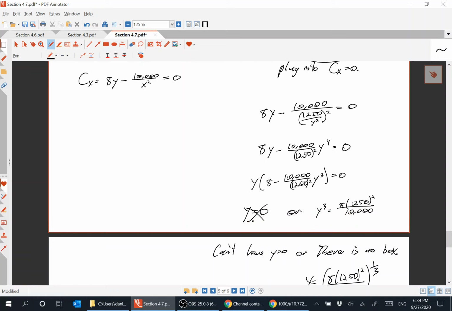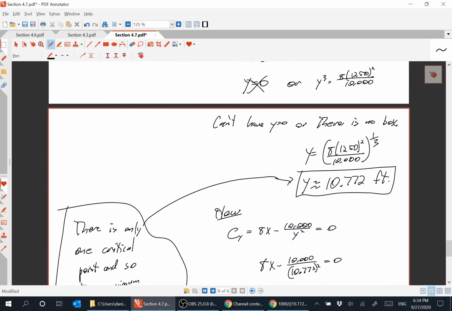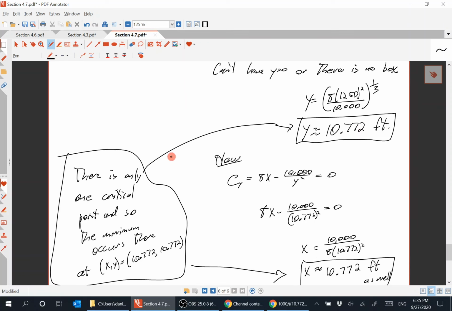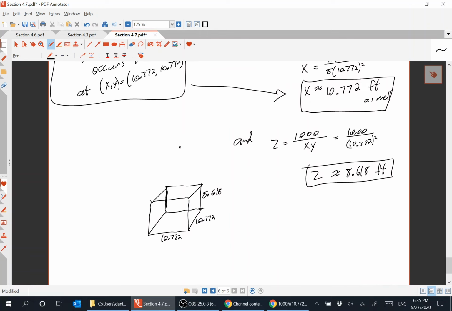Whatever you pick for your solution needs to make sense for your critical point. You can't have y equal to 0, otherwise there's no box. The length, width, and the height all have to be positive. So it's just the cube root of whatever this big number is. Right, so we just estimated that, 10.772, and then plug that value for y back in for x into an equation to get x, and we get x is 10.772, and that's the only critical point. So that must be where the minimum material cost occurs.